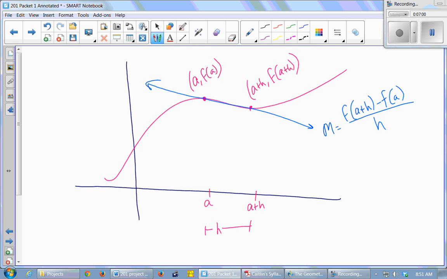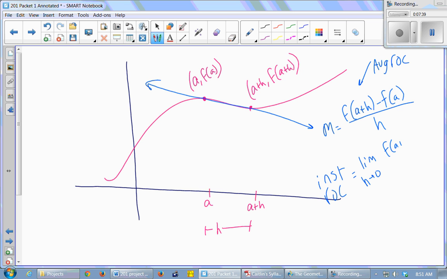If I want the slope of the tangent line at A, I just let the h value tend towards 0. I let it get smaller and smaller and smaller. Then this point is like sliding along the curve, and the secant line will approach a tangent line at A. So this is my average rate of change. ROC is my typical notation for rate of change. If I want my instantaneous rate of change, I take the limit as h goes to 0 of this expression.